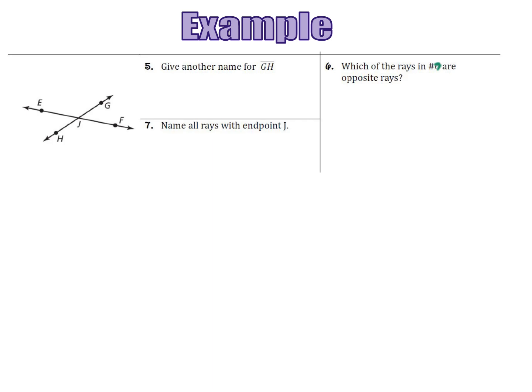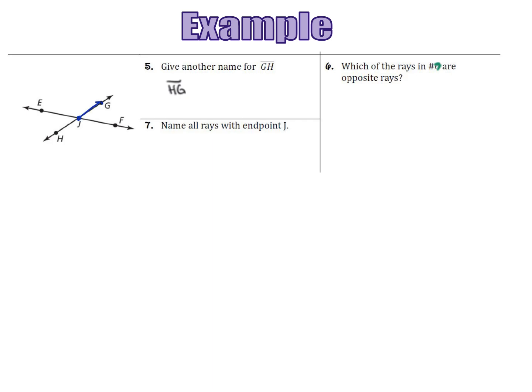Another name for segment GH would be segment HG. And that's the only way that you can write it, because a segment has a specific length and it's only the values or only the distance between those 2 points. I'm going to do number 7 first. Name all the rays with endpoint J.